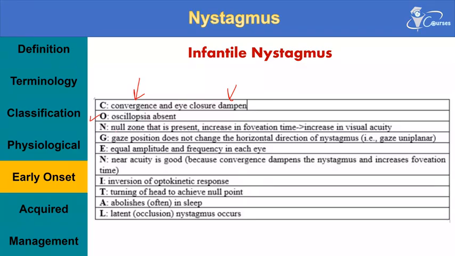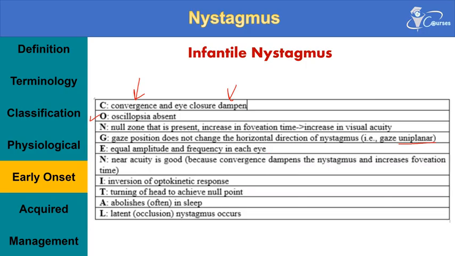G is gaze position, which doesn't change the horizontal direction of nystagmus, or the gaze is uniplanar. If the patient looks up, looks down, looks right, looks to the left, still the nystagmus is horizontal. E is equal amplitude and frequency in each eye, in other words, it is conjugate nystagmus. It has the same amplitude and frequency in both eyes.